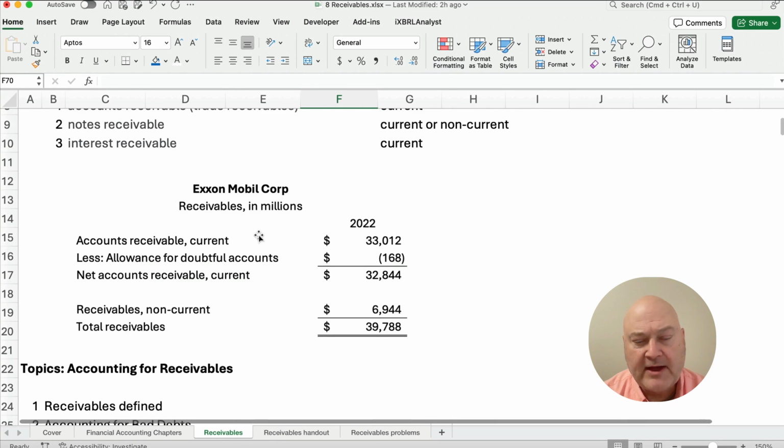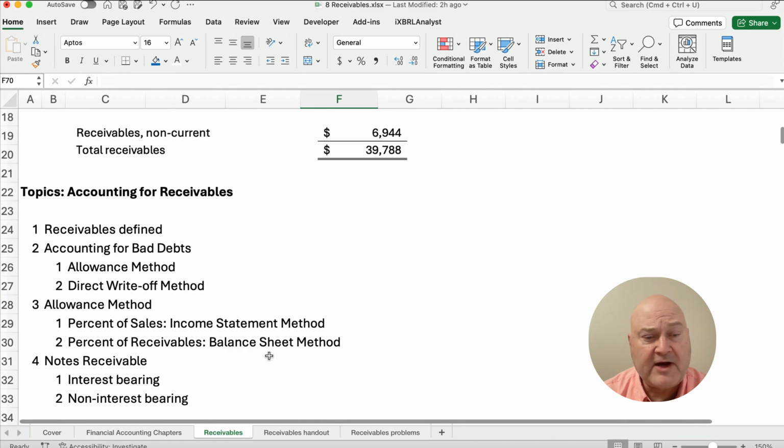Now, let's look at ExxonMobil. ExxonMobil obviously is an oil company, petroleum company, and on their balance sheet, they have accounts receivable that's current of $33 billion, and they have some allowance for doubtful accounts. We'll talk about that in just a minute. $168 million is what they think will not be collected. And then they have net accounts receivable. These are all current assets of $32.8 billion. And then they have some receivables that are non-current, like notes, $6.9 billion. So we're talking about lots of receivables for companies that have receivables.